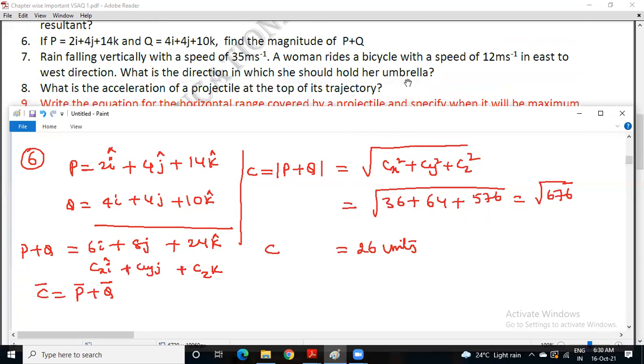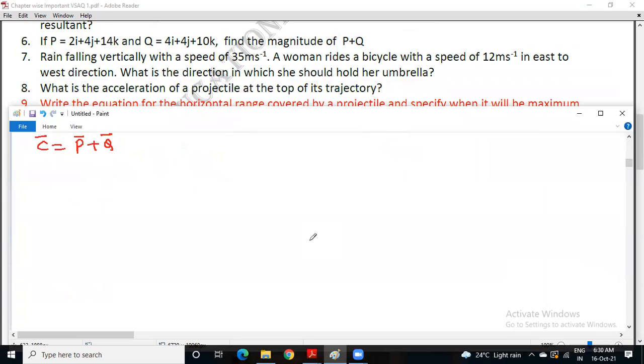Now let us proceed with question number 7. Rain is falling vertically with the speed of 35 meters per second. Vertically, so this is the way, vertically falling. Fine. Now with speed, let us say VR is equal to 35 meters per second. A woman rides a bicycle with the speed 12 meters per second in east to west direction, like this. East to west. She is moving east to west.